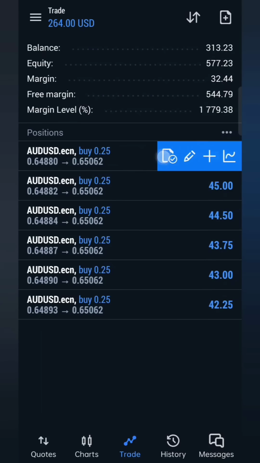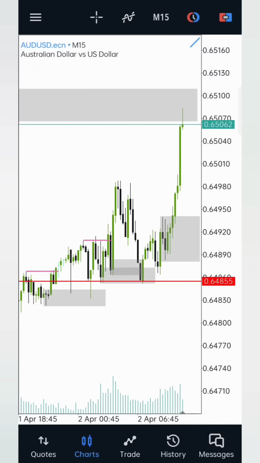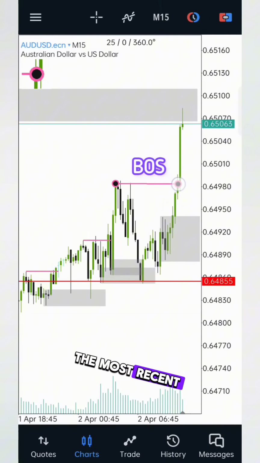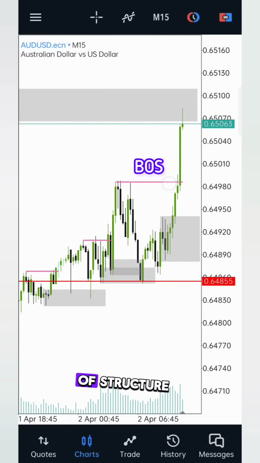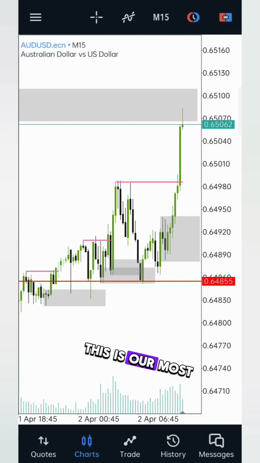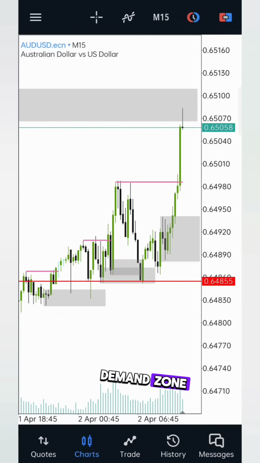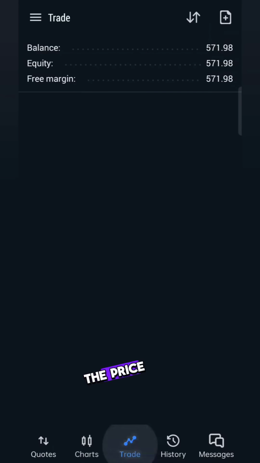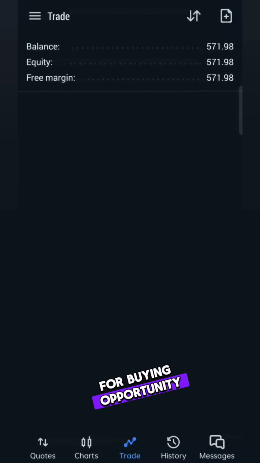Guys, my strategy is very simple, and I've talked about it in all of my previous videos. I hope you can understand. If not, then watch my other videos after watching this. So, here's our most recent demand zone, with some imbalanced candles. The most recent higher high broke, and caused a break of structure, which is why this is our most recently created demand zone. So, I will now wait for the price retracement for a buying opportunity.